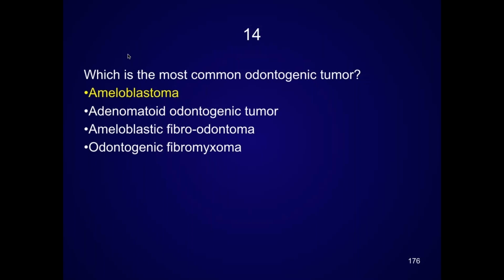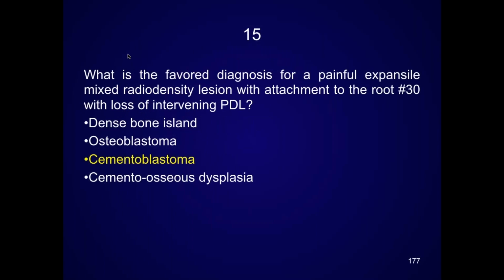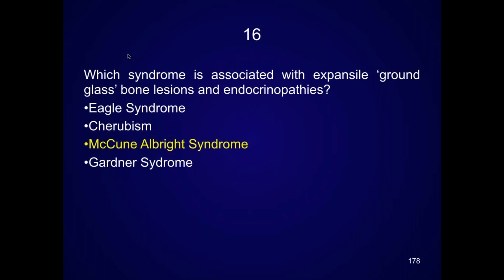When it comes to tumors, I would lean in my literature towards an ameloblastoma. So you just have to be careful about that versus odontomas, right? What about expansile lesions with loss of intervening PDL? This is all about fibroosseous lesions and being attached to the root. So that becomes a cementoblastoma by definition, all right? What about the ground glass, right? We mentioned McCune-Albright, right? Eagle syndrome, styloid ligament, cherubism, giant cell lesions, McCune-Albright, that's the ground glass fibrous dysplasia, and Gardner syndrome is the odontomas and osteomas with the polyps.